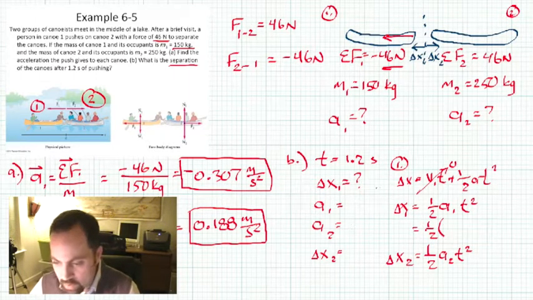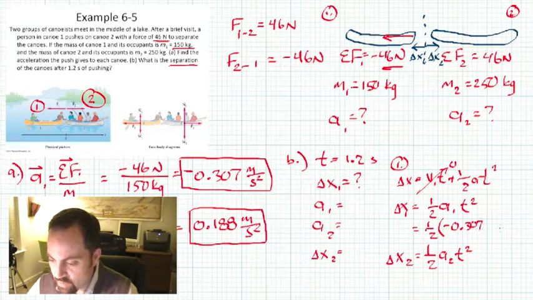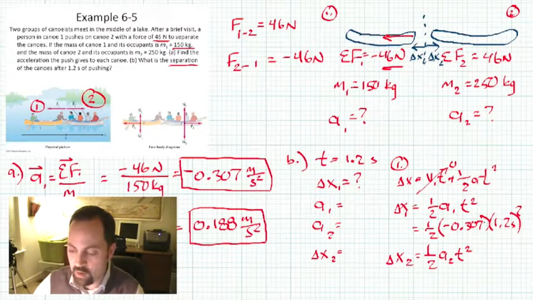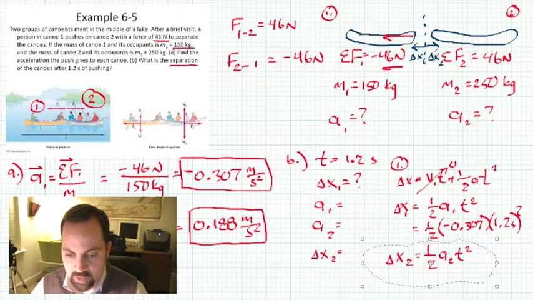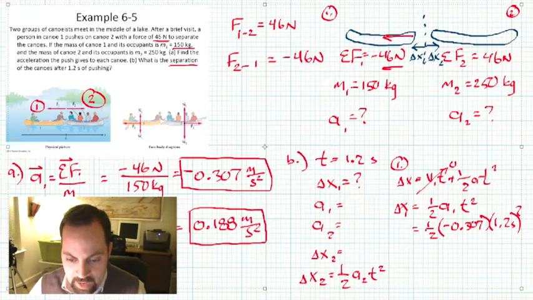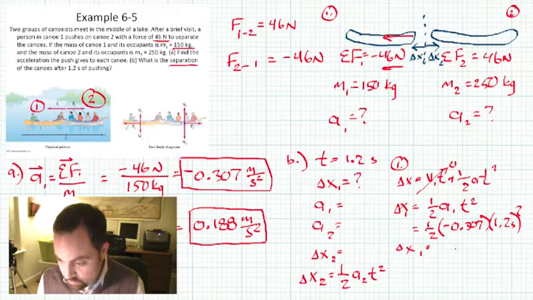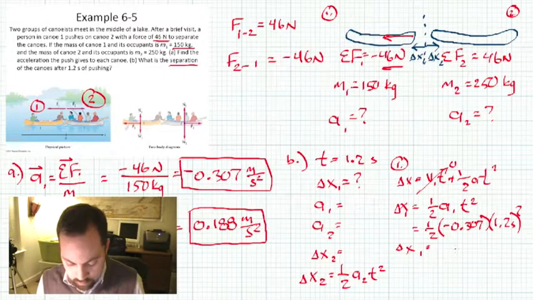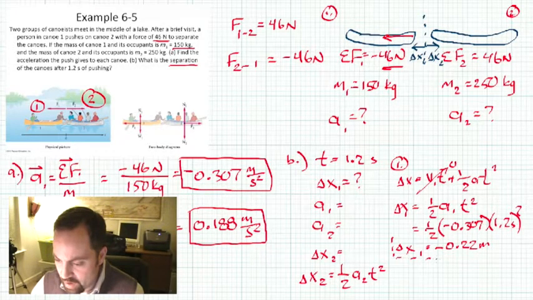1/2 acceleration one, what is that? Negative 0.307 times our time, 1.2 seconds squared. Sorry, I didn't put the units in there. I'm getting short on space. And I'm just going to cheat and move this around a little bit. I did not save myself enough space here. And so that means our delta X1 is going to be 0.5 times negative 0.307 times 1.2 squared, negative 0.22 meters. Let's put a dotted line box around that.